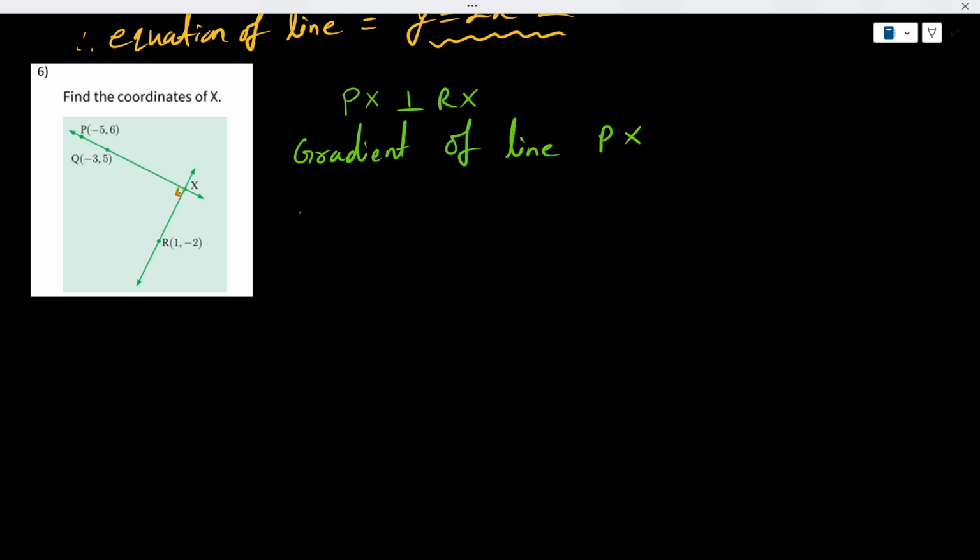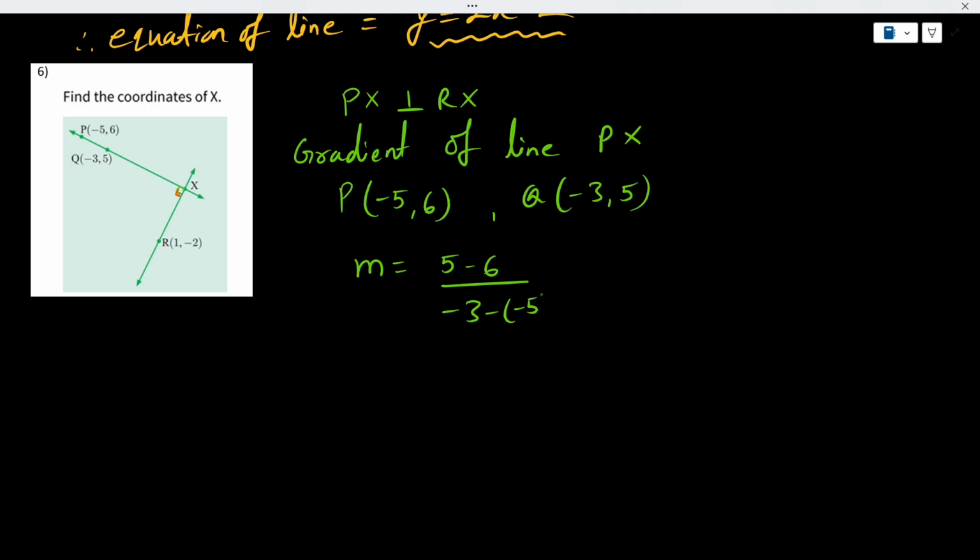How to get it here? P and Q are both part of Px. So P has coordinates (-5, 6) and Q has coordinates (-3, 5). If I calculate the gradient, y2 minus y1, so 5 minus 6 over -3 minus -5, which is -1 over +5, which is -1/2. So this is a negative gradient.